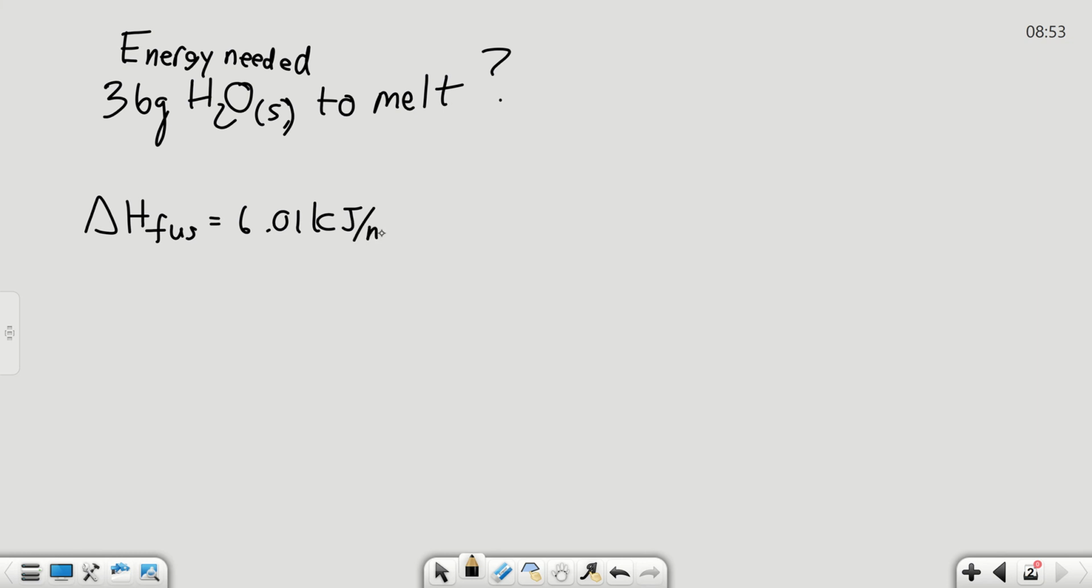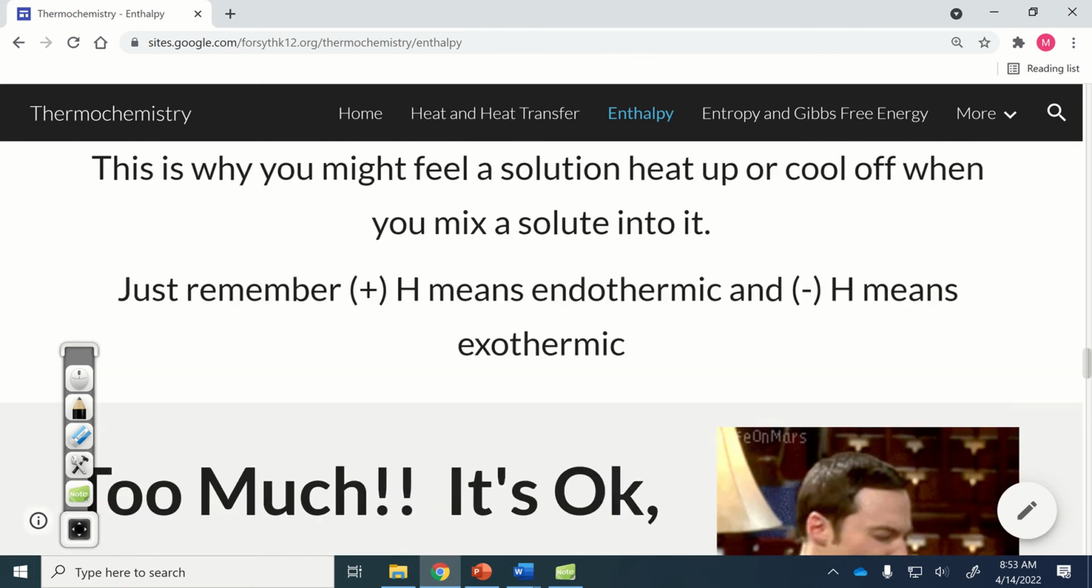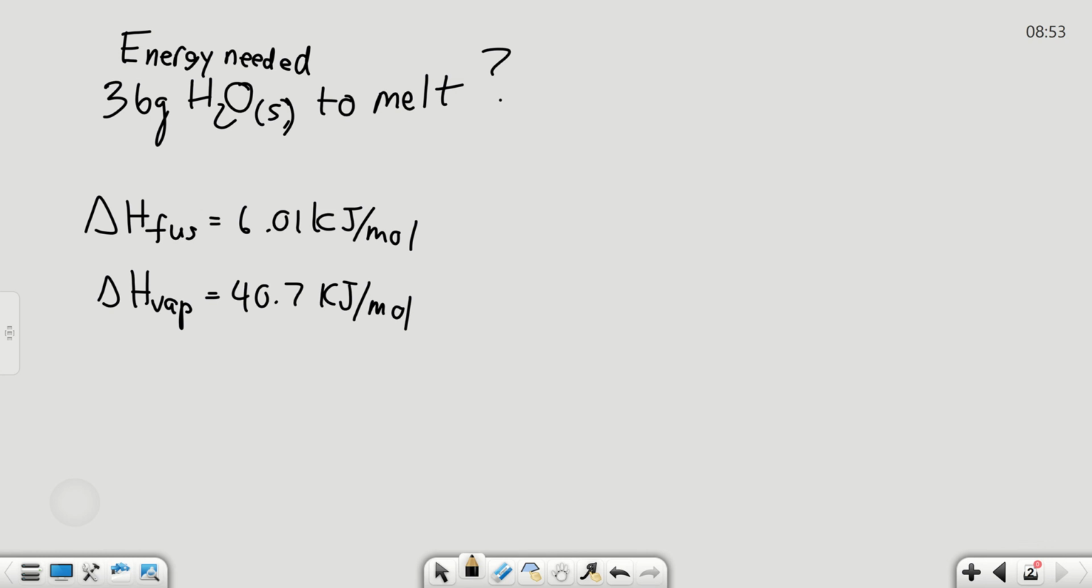kilojoules per mole, and the delta H of vaporization is 40.7 kilojoules per mole. I think I have that right. Let's just double check. Yep, 40.7. I want to make sure I'm not using the wrong numbers. I'm good. Now I give you both, not to confuse you, but so you sit there and decide which one to use. Well, I said I'm melting, so that would be the delta H of fusion.